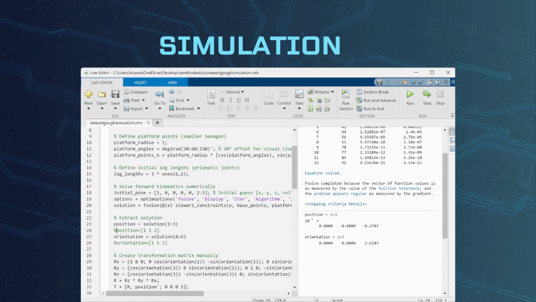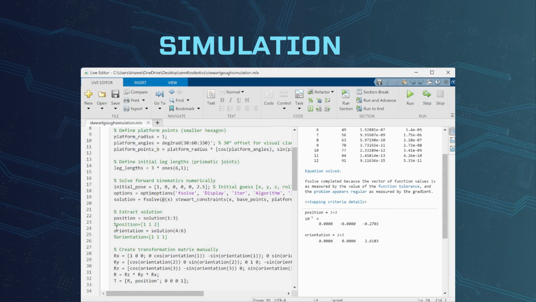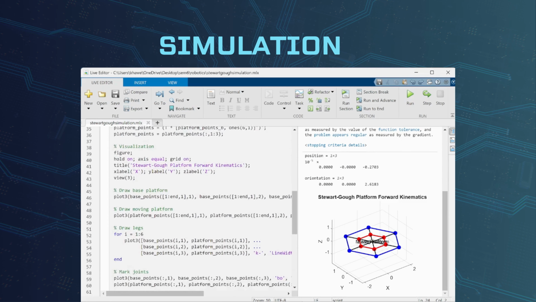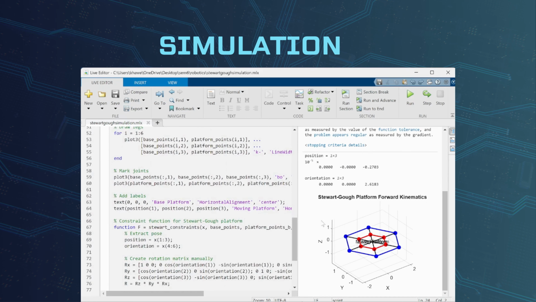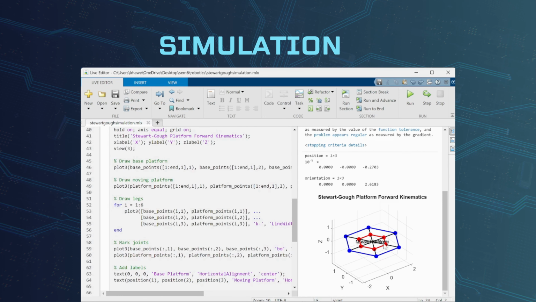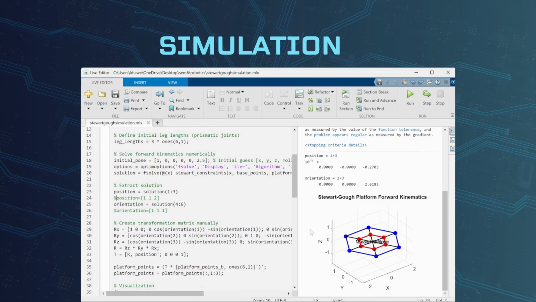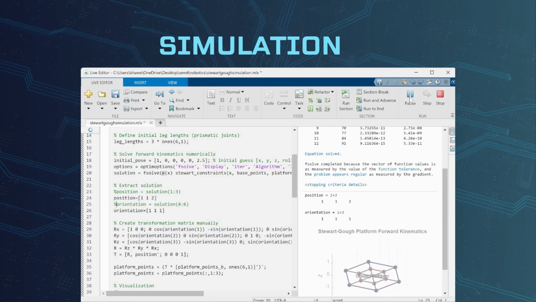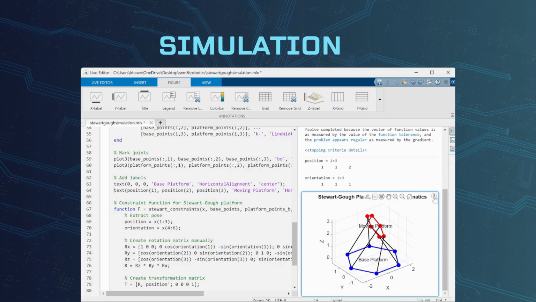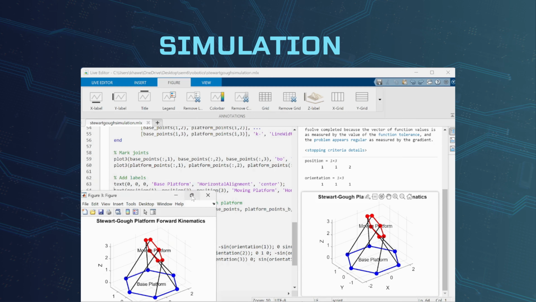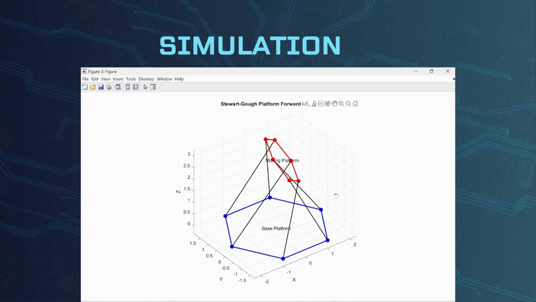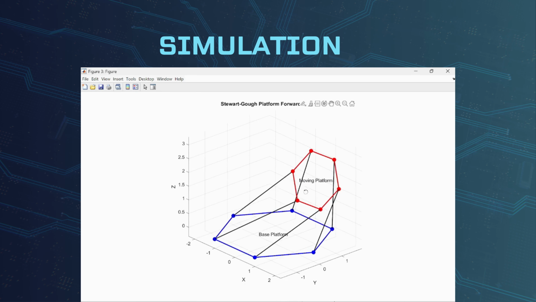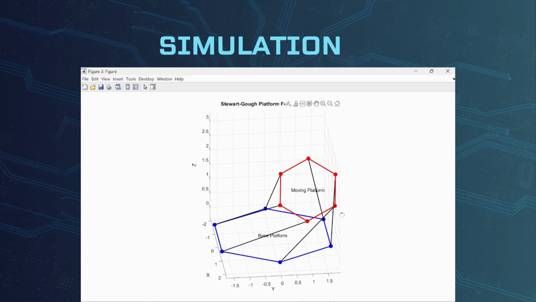After calculation, here we have, basically, these are for visualizing and drawing the Stewart platform, and we can see this diagram right here. But as of right now, we don't really have anything interesting to show, so we can try changing the position and the orientation. Here we can see the moving platform has moved to a side and basically matches its coordinates.